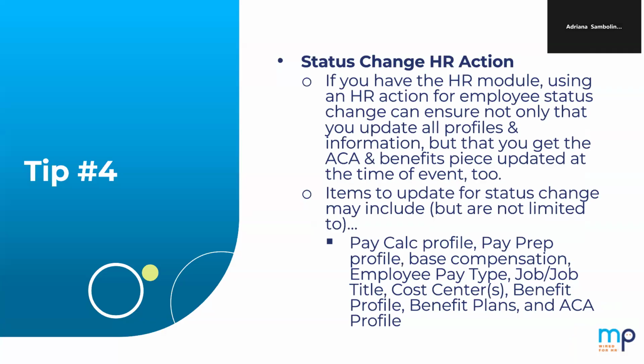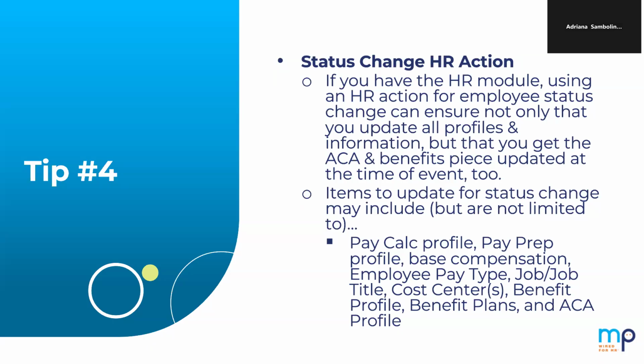And then the last thing, if you have the HR module as well, using a status change HR action. We have another client that uses this and it's super duper helpful for them. When the employee changes status, there's probably a whole lot of other things other than ACA that you need to change. That might be their base compensation, maybe their pay calc or pay prep profile, anything like that that you have to change if they're going from full-time to part-time or vice versa. Doing that within an HR action, where you have to-do items, a workflow, everything else associated with it, helps streamline things so much easier.